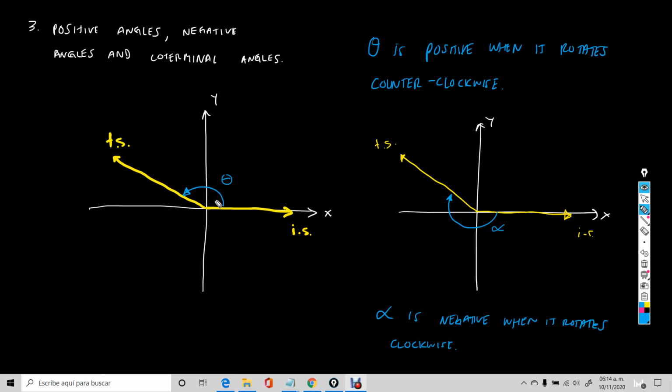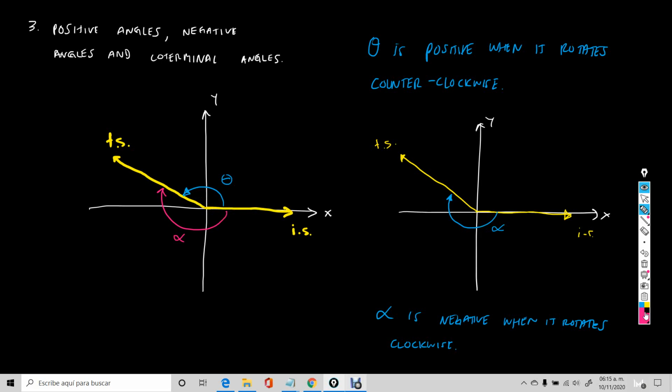And that means that when you have two sides that are the initial and the terminal side of an angle, you can actually have many different angles that have these two sides as their sides. It's going to be clearer if I draw angle alpha in here. Look, if I draw angle alpha in this way, then both theta and alpha have the same initial side and the same terminal side. So two sides can determine an infinite number of angles.